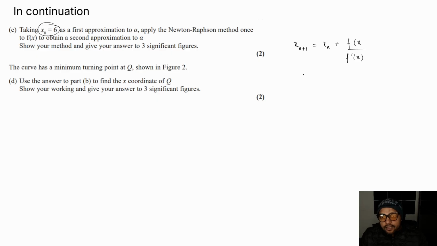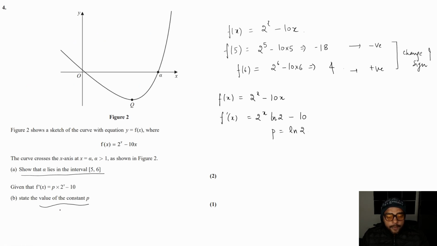So plugging in n equals 0, we will get x1 equals x naught minus f(x naught) upon f prime of x naught. So x1, which we don't know, will come here. x1 will be equal to x naught, which they have given in the question, equal to 6. And f(x naught), in the question we need to write what will be the function value of this part.